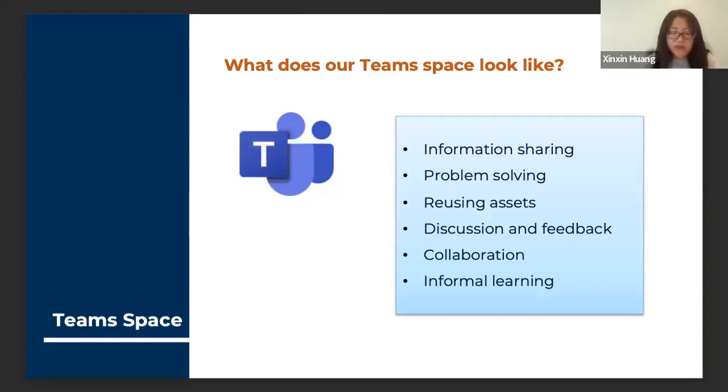Moreover, the team platform supports ongoing discussion, feedback, and collaboration for various projects, and members can share best practices, success stories, and tap into a wealth of knowledge, fostering a culture of continuous learning and improvement.